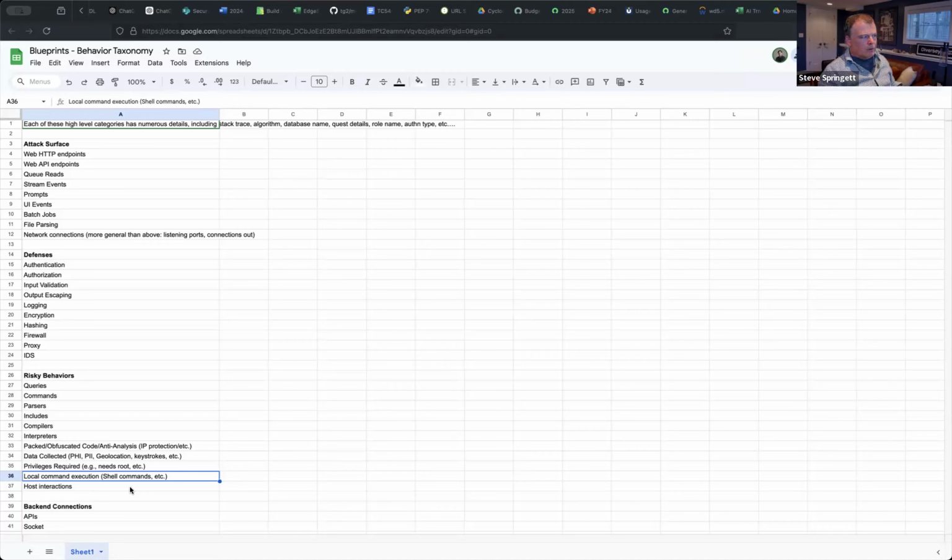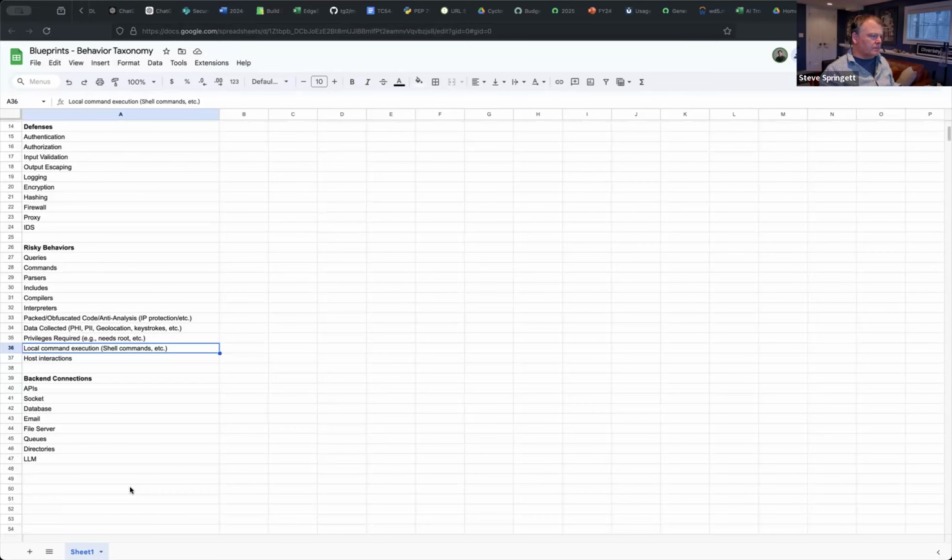So where do we want to, how do we want to tackle the taxonomy? We've been doing this async. Do we want to spend some time? First of all, are these top level categories the things that we actually want? Attack surface, defenses, risky behaviors, connections.